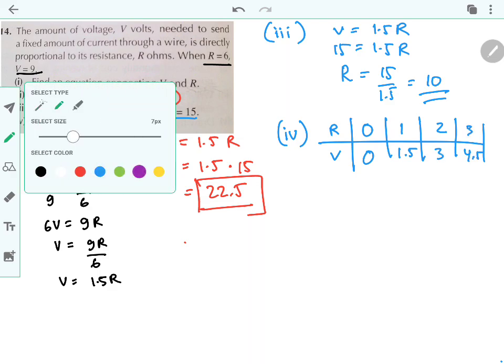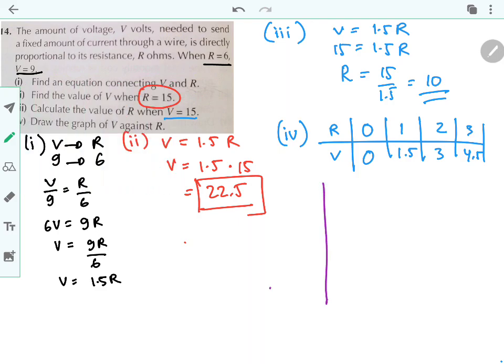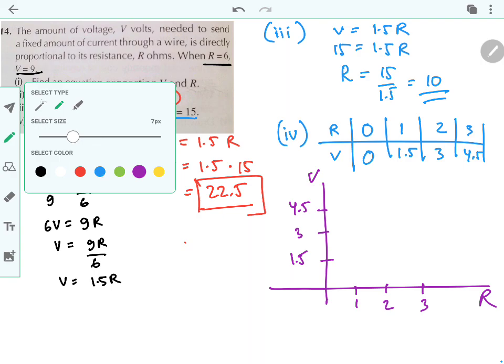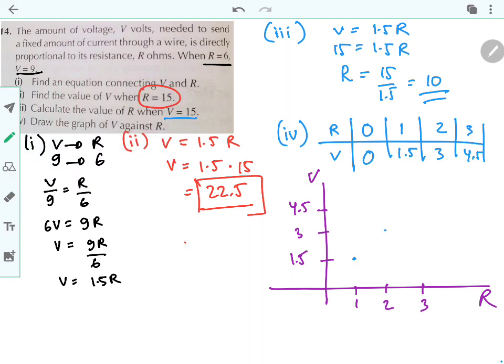Then what we need to do is make a Cartesian diagram for this. So V will be the vertical axis and R the horizontal axis. So this one is 1, 2, 3. This is using multiplication of 1.5, so 1.5, 3, 4.5. Then we just make the axes and connect the points. Okay, I think that's it.